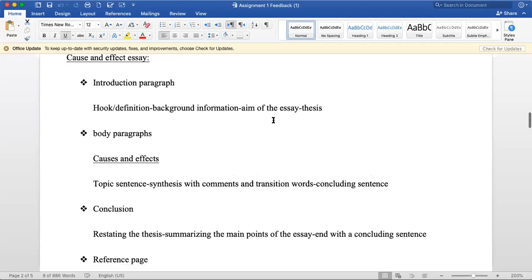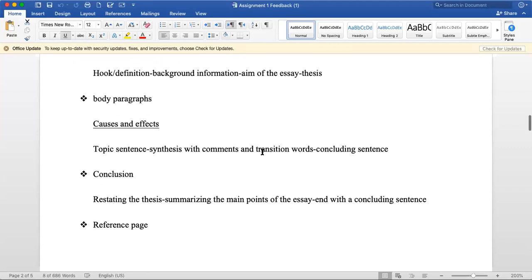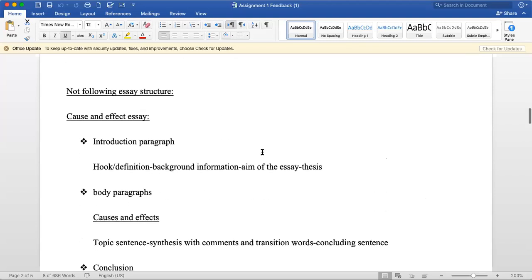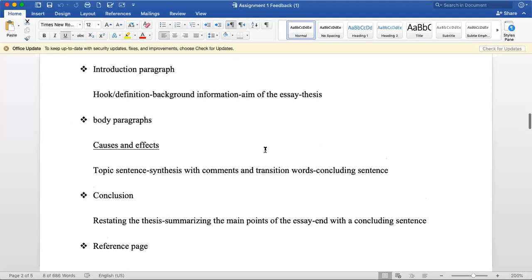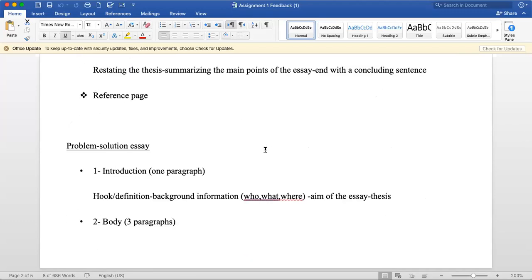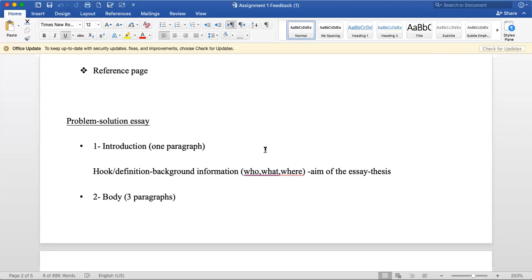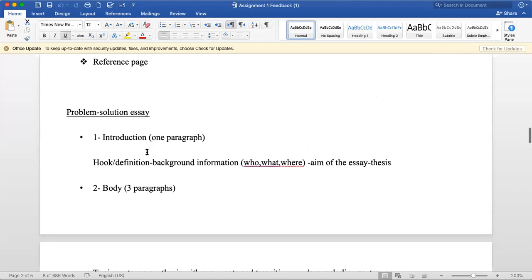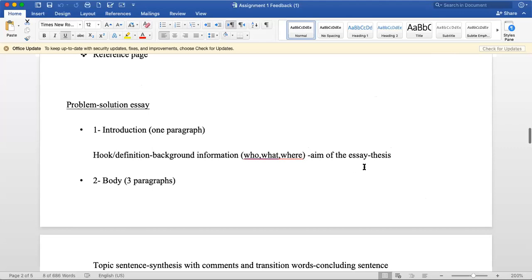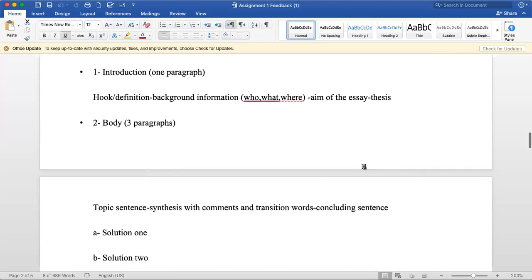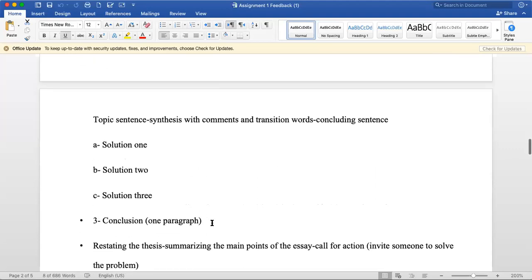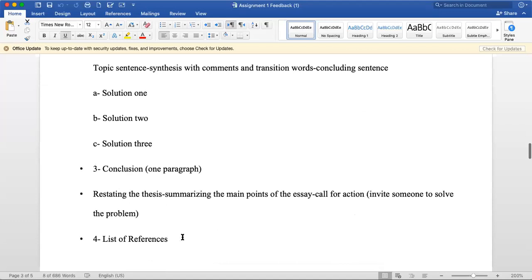Okay, great. So again, you should have an introduction, body paragraphs divided into a number of paragraphs, either 3 or 4, depending on the type of essay you're writing. Then a concluding paragraph and a reference page. It's very, very important that your essay looks like an essay. What if I am writing a problem solution essay, which we will be discussing today in detail? You have to have an introduction: hook, definition, background information, aim of the essay, thesis; the body, 3 body paragraphs, again with a topic sentence, synthesis, transitional words and a concluding sentence; a conclusion; and then a list of references.